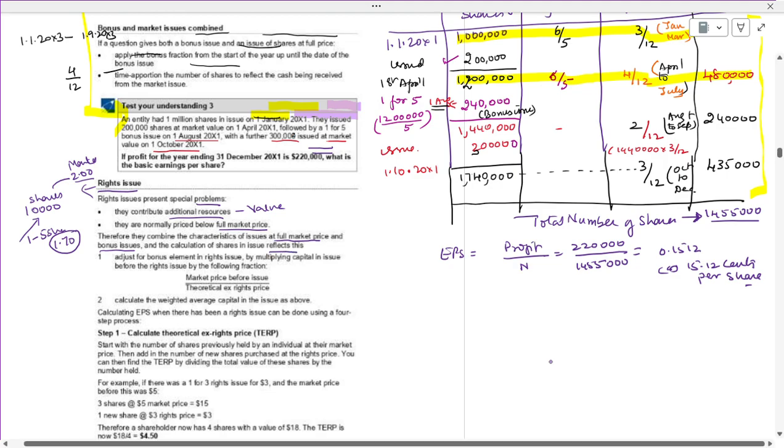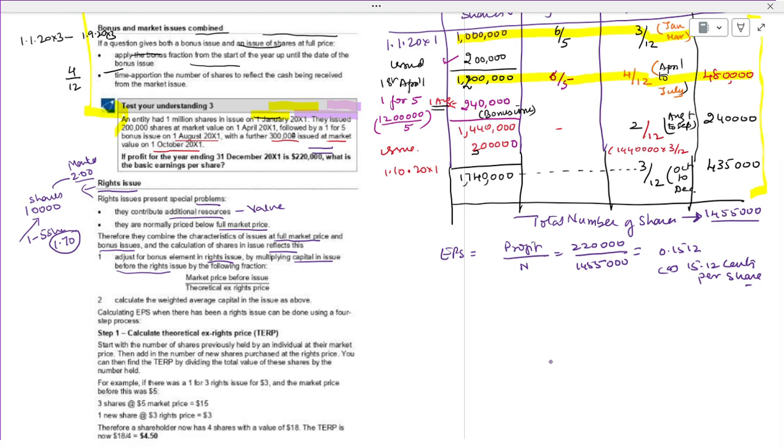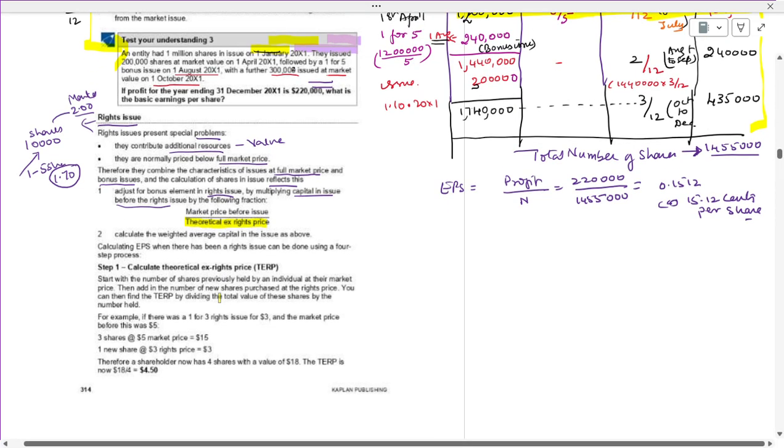What we are saying: adjust the bonus element in the rights issue by multiplying the capital before the rights. Market price before issue divided by the theoretical X price. What is the theoretical X price? It's very simple, not difficult. Where it is difficult, I will tell you.